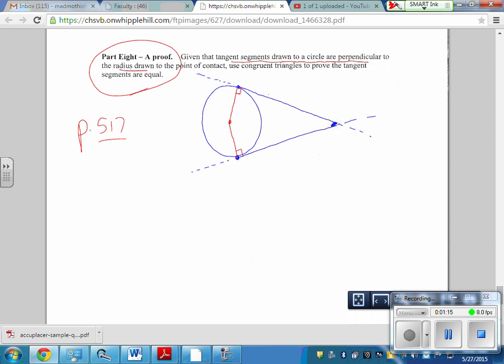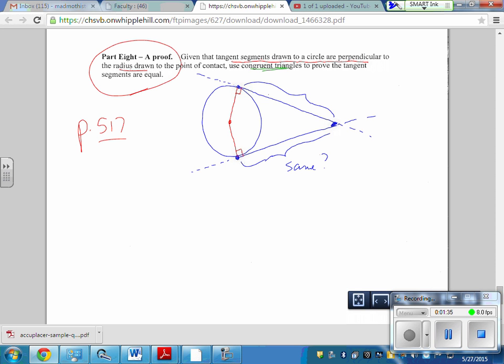Your task now is to use that information. It does give you a hint. There's going to be some congruent triangles. And you've got to prove that the two tangent segments are the same. That this and this have got to be the same. Okay, so same. Now, how do we go about doing that?